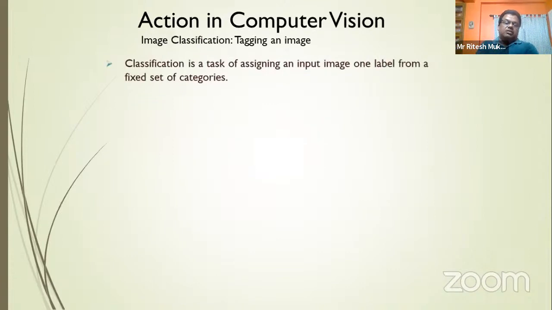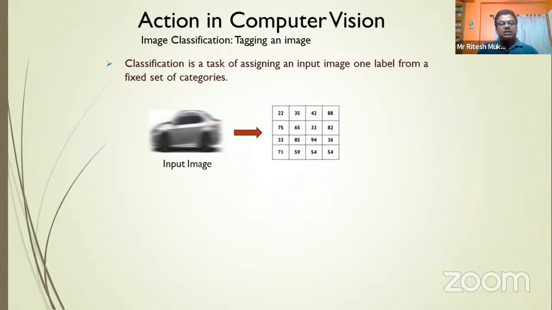So what action can the computer take? Nothing more than making some sort of classification. Basically, the computer would like to understand what is appearing in front of it. So classification is the task of assigning an input image one label from a fixed set of categories. At present, I can see one presentation in front of me. My brain is already programmed to understand that this is a presentation going on. Similarly, if I can do something in the computer, it will try to understand what is happening and what is appearing in front of it.